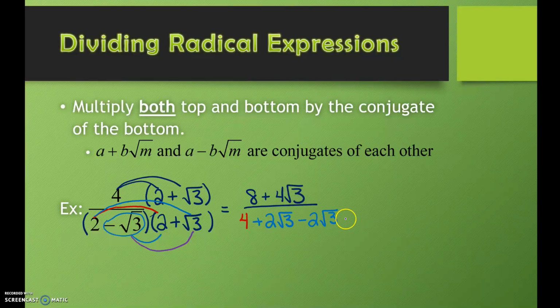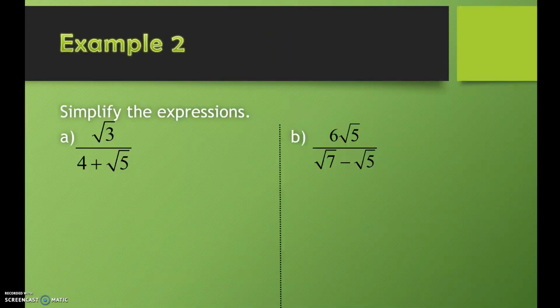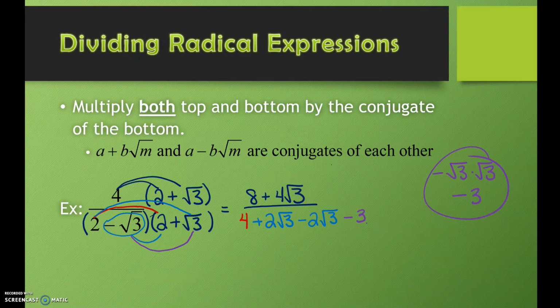Anyone want to take a guess? Negative 3. You've got negative square root of 3 times square root of 3. So negative square root of 3 times square root of 3 is the square root of 9, which is 3. So that's where that negative 3 came from. Okay, combining like terms.